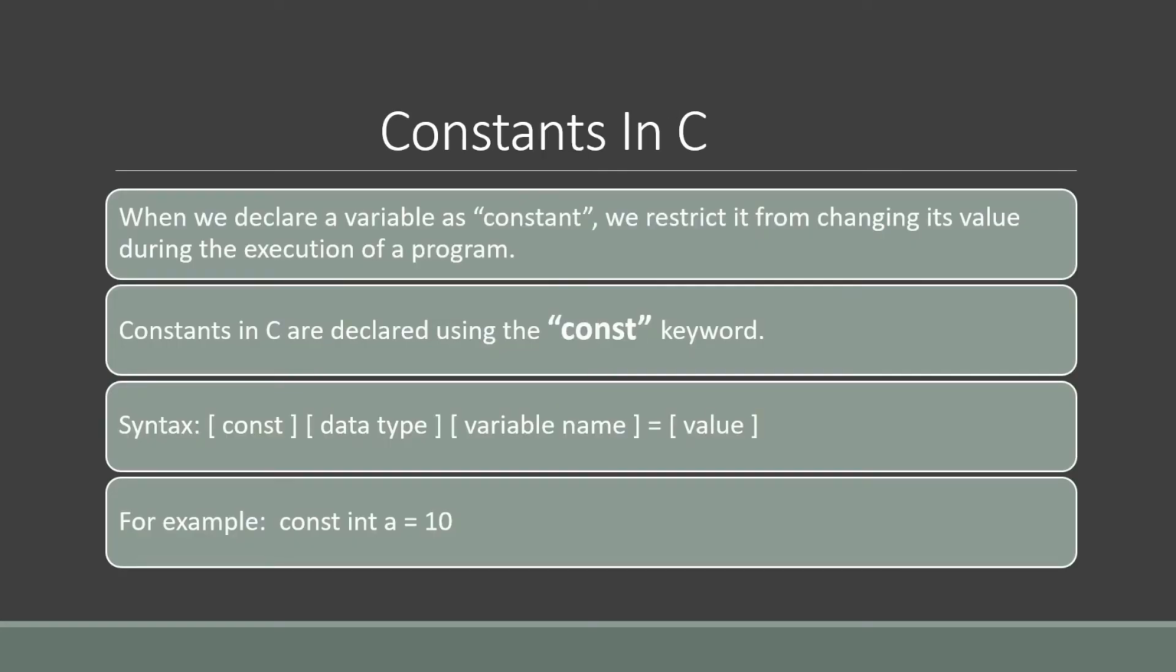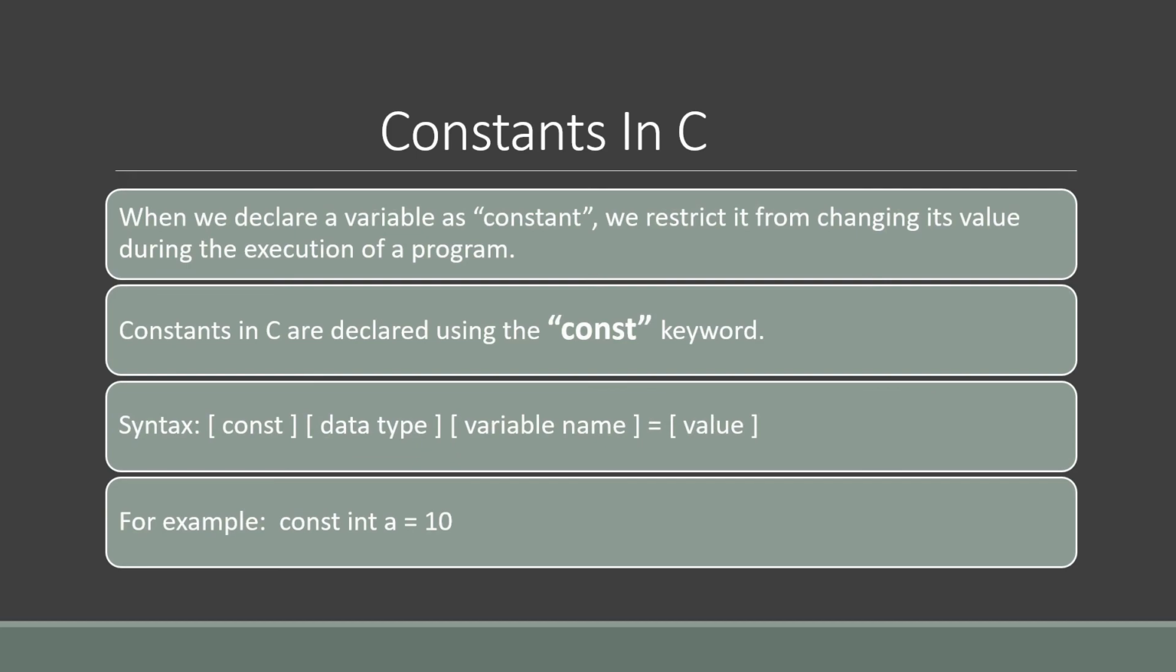We've previously learnt about variables. In variables, we discussed that when we declare something as a variable, it means that its value can change during the execution of a program. Now, what if we do not want the value to change anywhere during the execution of a program? This is where constants step in. When we declare a variable as constant, we restrict it from changing its value.